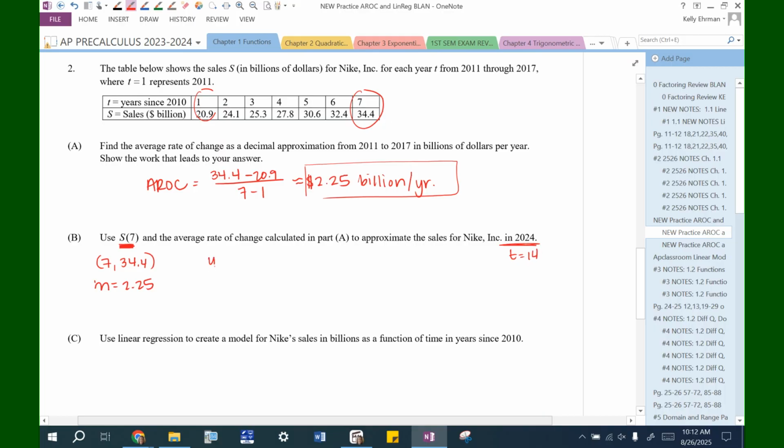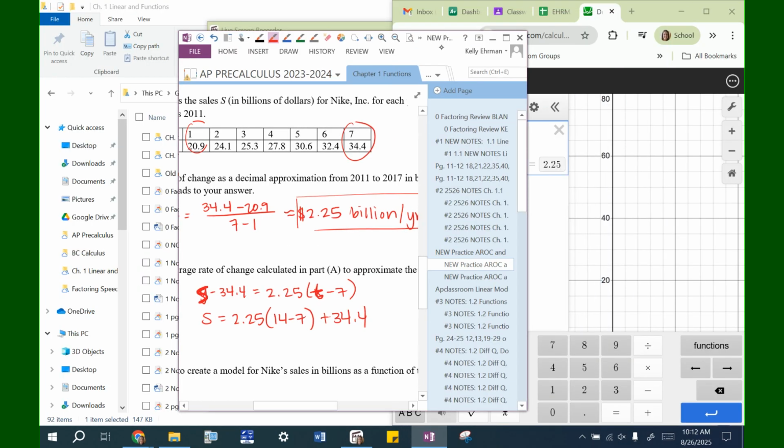So let's write a point slope equation using that point and that slope. And then we can plug 14 in for, I guess I should have done, T and S here. And let's just plug that in. So plug in 14. So S is equal to 2.25 times 14 minus 7. And then we would have had to add the 34.4 over here. So let me see what that comes out to.